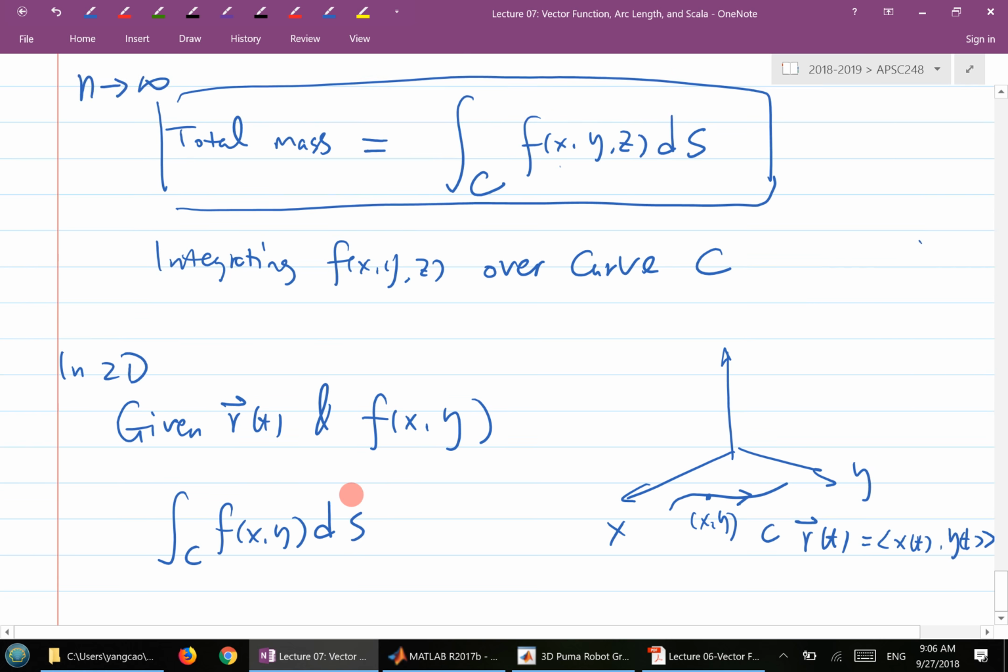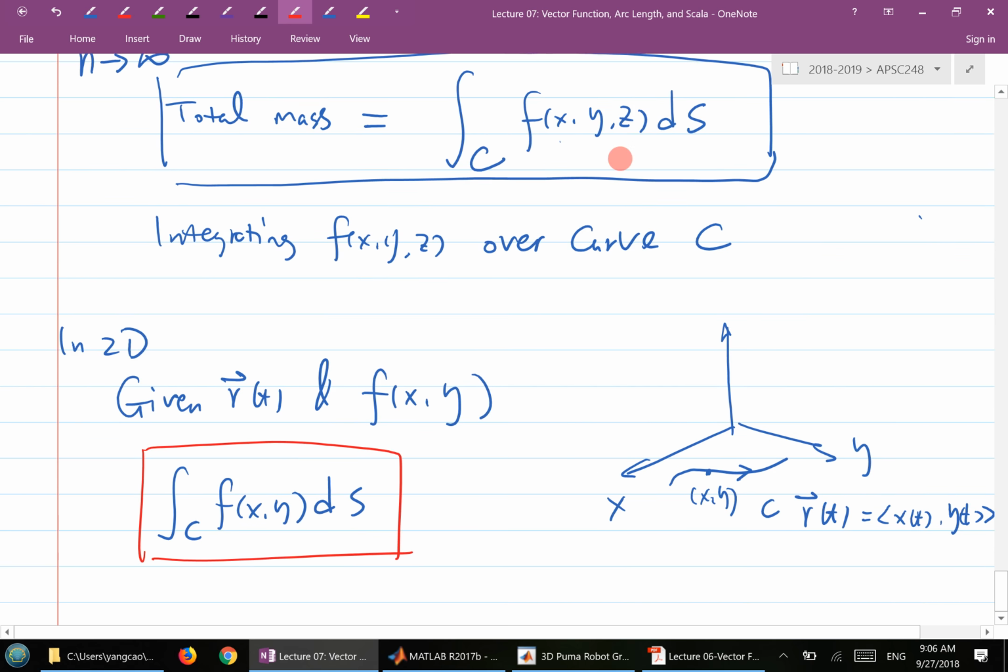So in terms of formula, you have basically two kinds of formula to deal with. One is a curve C in a 3D space, another is a curve C in a 2D space. So how do I calculate this line integral, right? Seemingly we don't have anywhere to start with, but we actually start, let's say, with a ds.